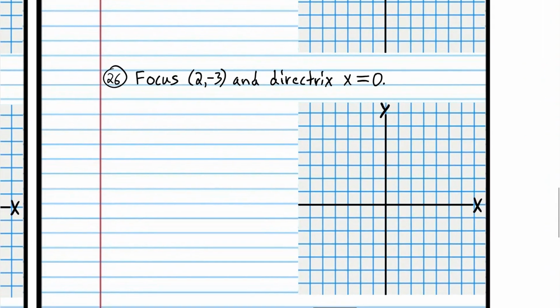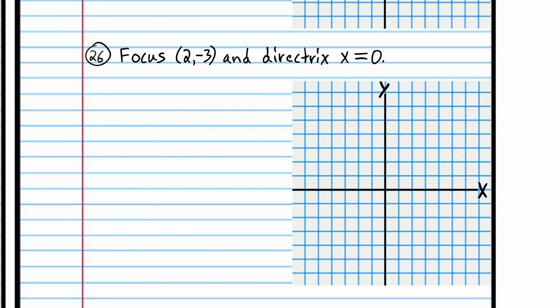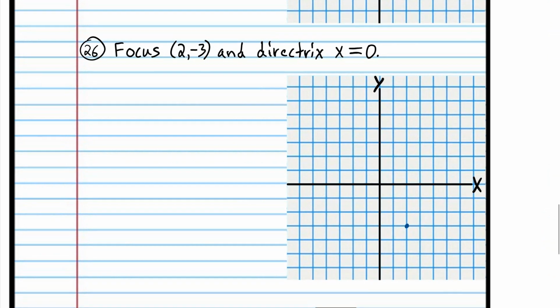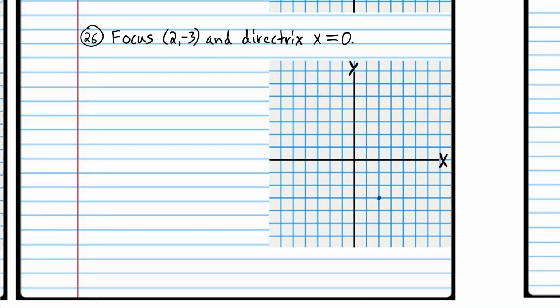Now we're given the focus and the directrix. So let's try this problem. 2 and negative 3 is here. That's the focus. And the directrix is x is equal to 0. So that's actually a line that's on the y-axis.